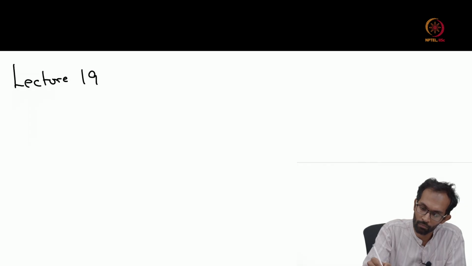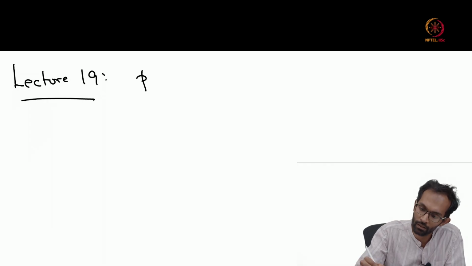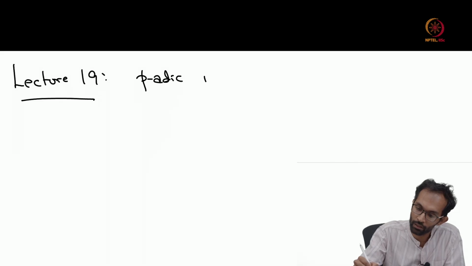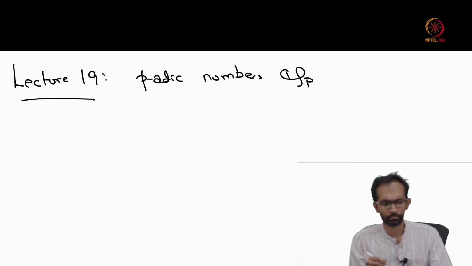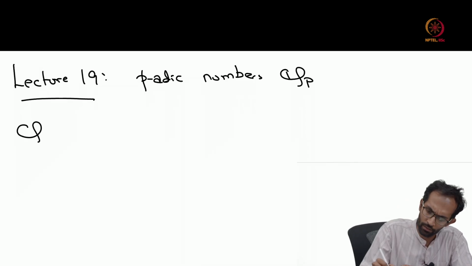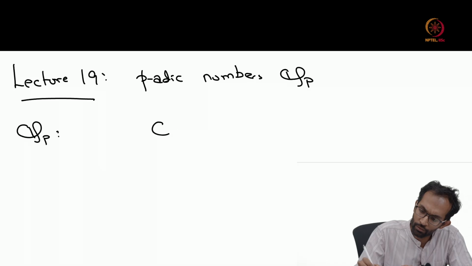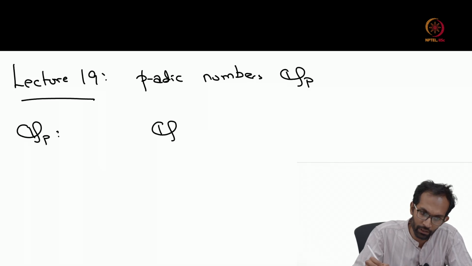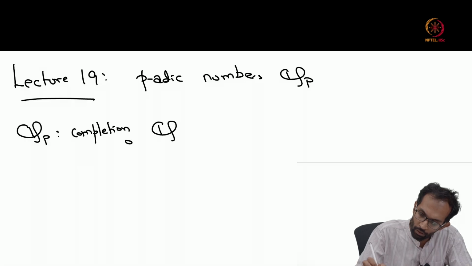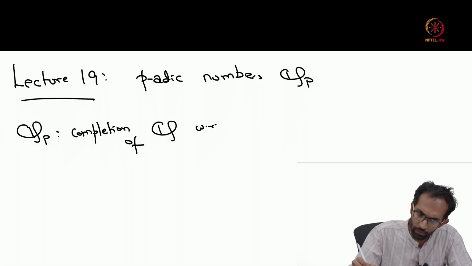Welcome to lecture 19. So we'll outline the construction of p-adic numbers Q_p. On Q we define this p-adic absolute value, and Q_p is defined to be the completion of Q with respect to this p-adic absolute value.